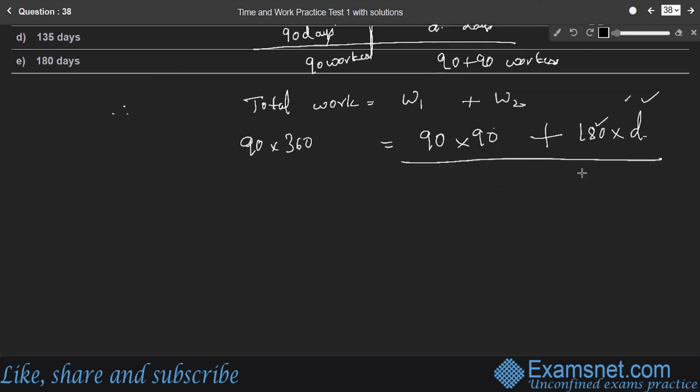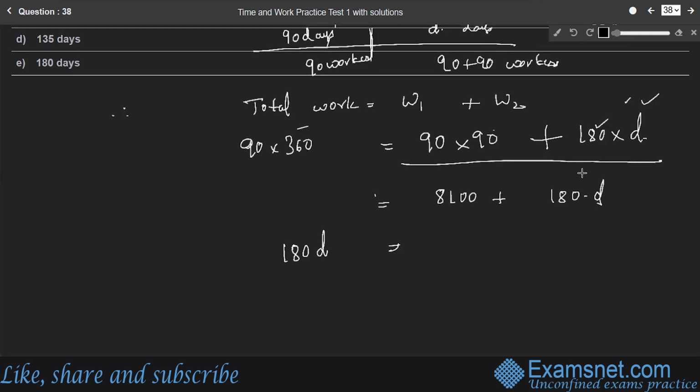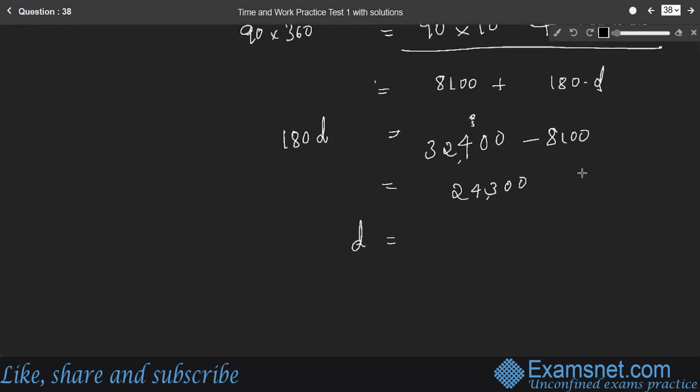So for that, we'll take this part. Total work is equal to 90 into 90, 8,100, plus 180 into D. So 90 into 360 we'll calculate it. 180D is equal to 90 into 360 minus 8,100. So what is the value? 9 into 6, 54. 9 into 4 is 36 plus 5 is 41. It is 32,400 minus 8,100. So we have 4 minus 1, 3, 12 minus 8, 4. Yes, 24,300.